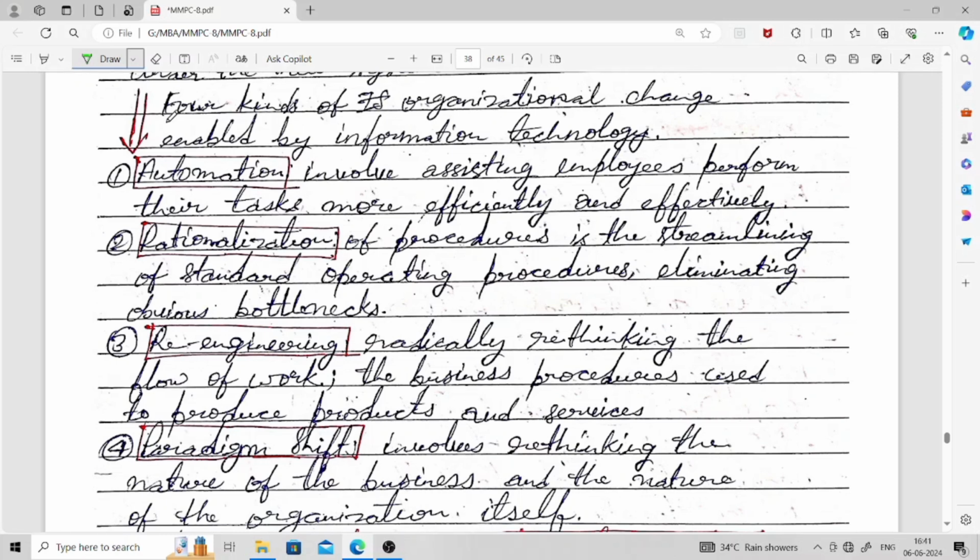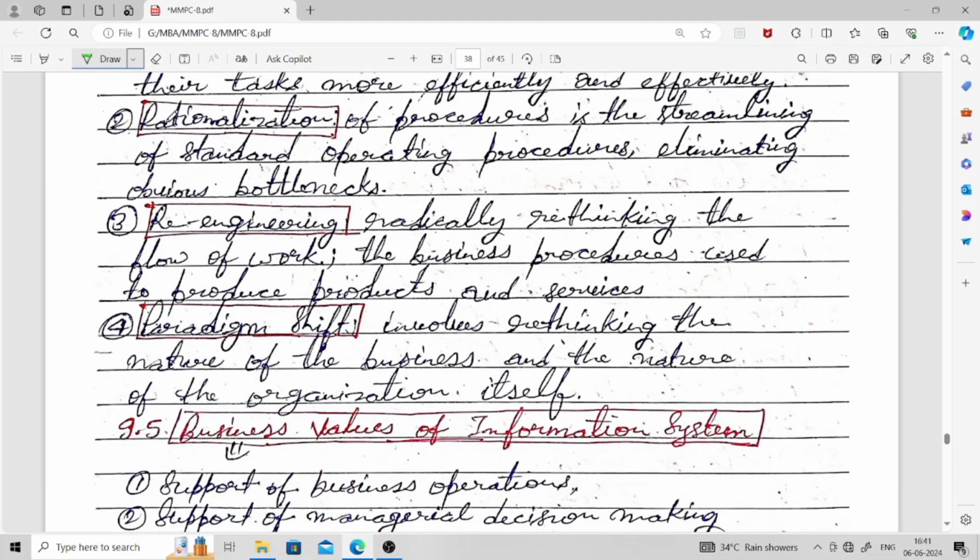And the fourth kind is paradigm shift. Paradigm shift involves rethinking the nature of the business. In the third kind, the nature of the business remained intact. But in the case of paradigm shift, by using information technology, we start rethinking the nature of the business. Whether we should continue in the same business or not, or whether we should divert the resources to some other kind of processes. Such things are there in paradigm shift.